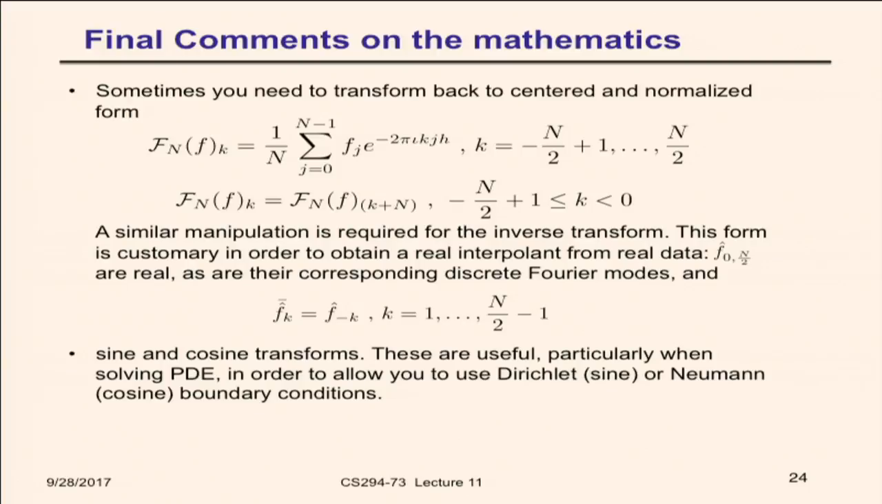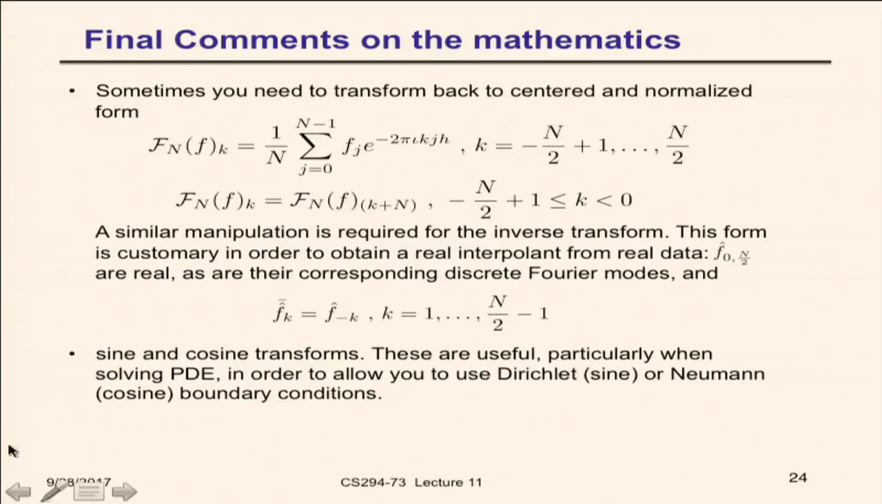And the reason is that f hat of 0 and f hat of n over 2 are real, and the Fourier modes for that are real. So those are fine. And then all the others match up in complex conjugate pairs. And if you kind of unwind the mathematics, that will guarantee that you will get real interpolants from real input data. But you have to have that. You have to have these things paired up in order to get that.